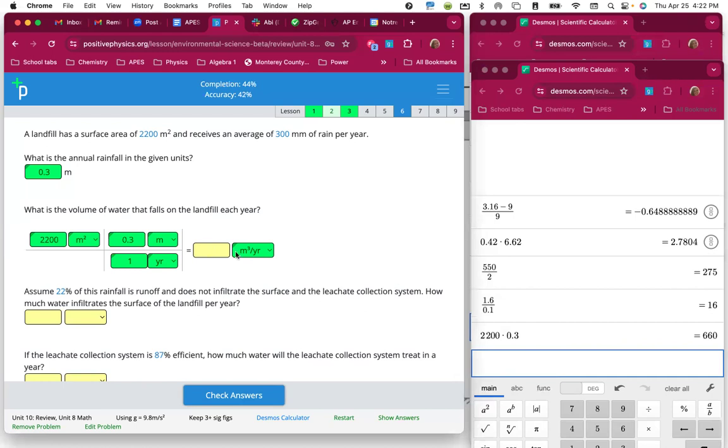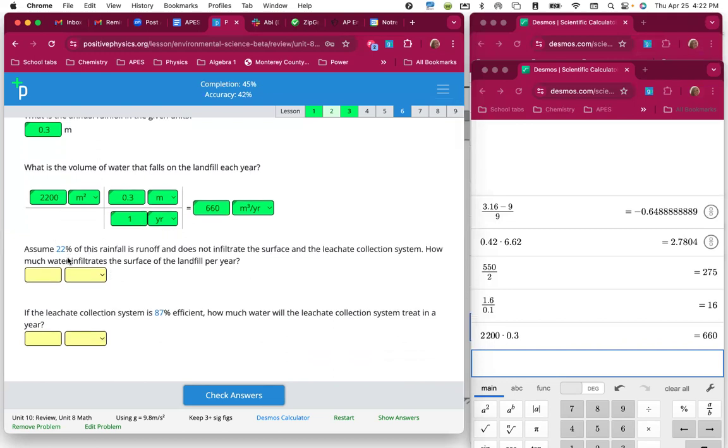So 660 cubic meters per year. There's follow-up questions here too about percents. So what percent, asking about if a certain percent infiltrates the landfill, if 22% runs off, and then if the leachate collection system is only 87% efficient. So you could have those follow-up questions too, but I just wanted to show that unit analysis problem before we get too far.